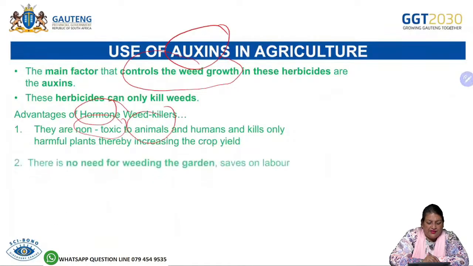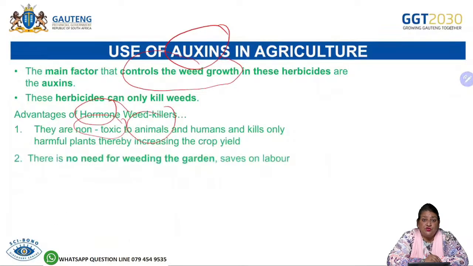Okay, and then you find that because you're going to be using auxins to kill the weeds, you're going to get a higher crop yield. Remember, when they give you a question on explain the advantages of auxins in agriculture when they are used as a weed killer. So what is the advantage? If they ask you to explain, you got to give a statement and a reason.